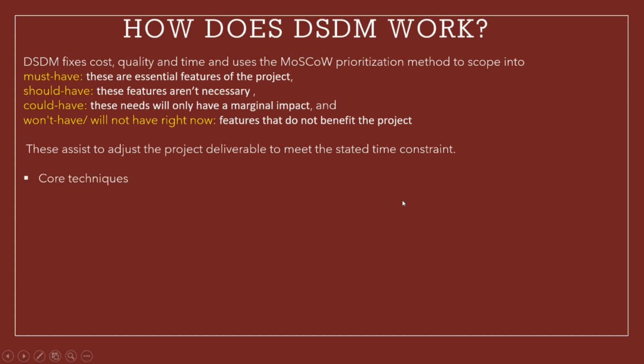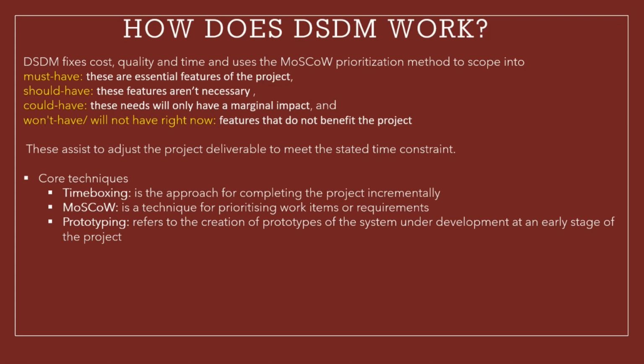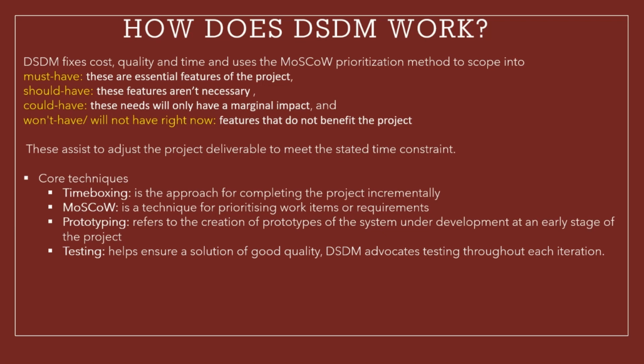Alongside, DSDM uses some of the core techniques. First, time boxing. It is an approach for completing the project incrementally. Second, MoSCoW prioritization technique is for prioritizing the work items or requirements. Third, prototyping, which refers to the creation of prototypes of the system under development at an early stage of the project. Fourth, testing, which helps ensure a solution of good quality. DSDM advocates testing throughout each iteration.